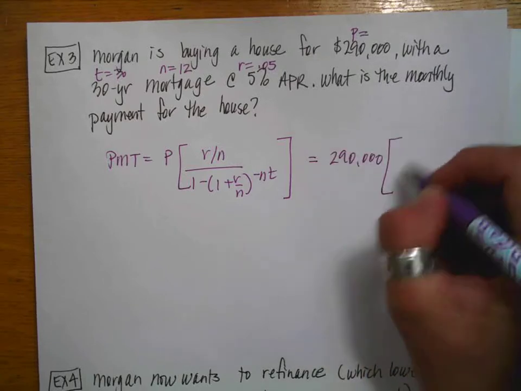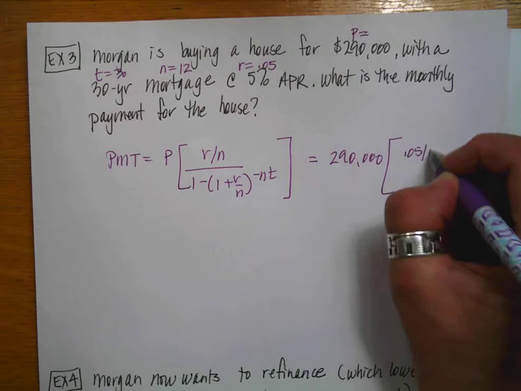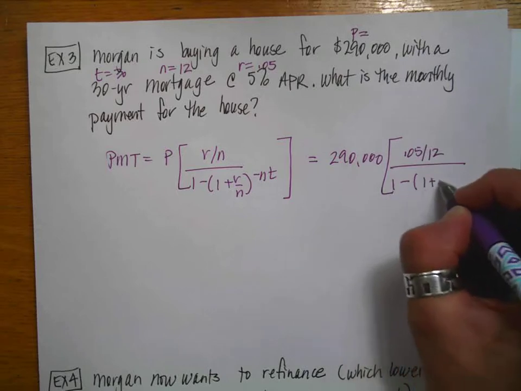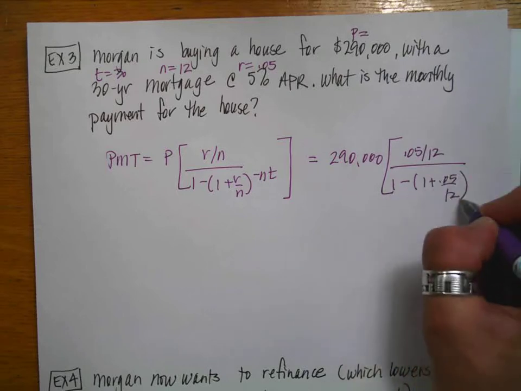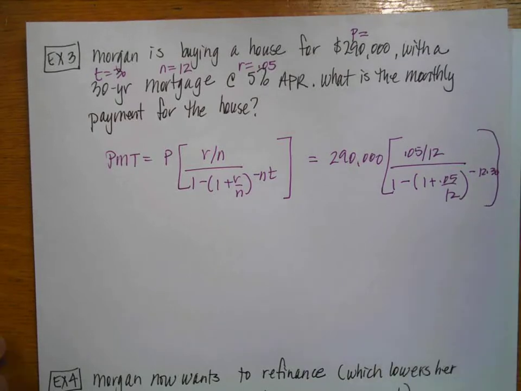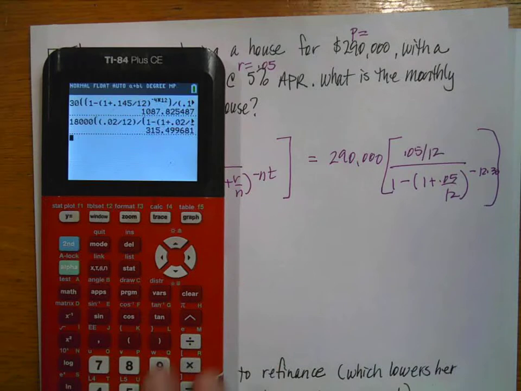So here's the 290,000, and then I'm going to have 0.05 divided by 12, and then 1 minus the 1 plus 0.05 divided by 12 raised to the negative 12 times 30, okay? We'll do that in our handy-dandy calculator.